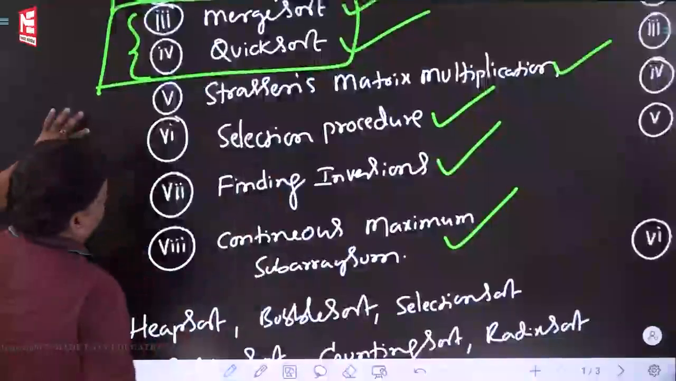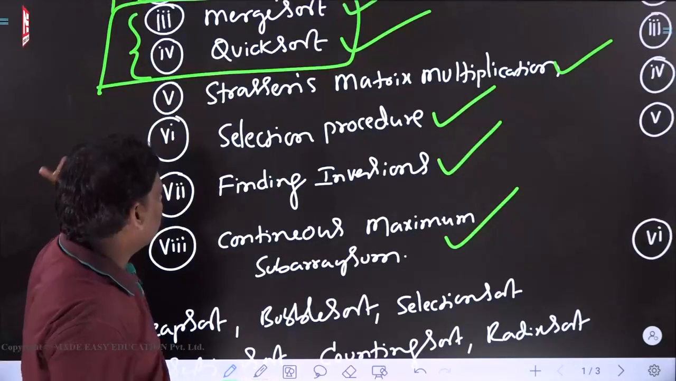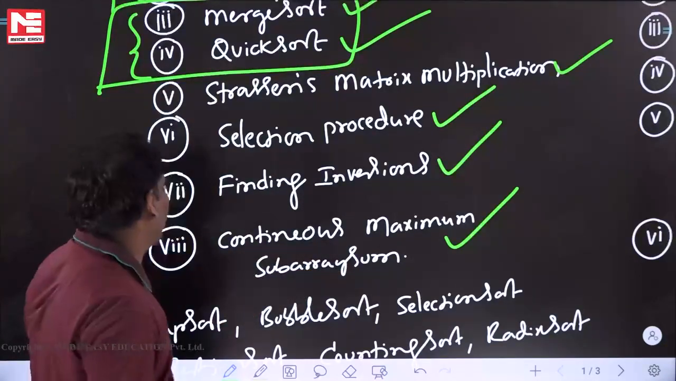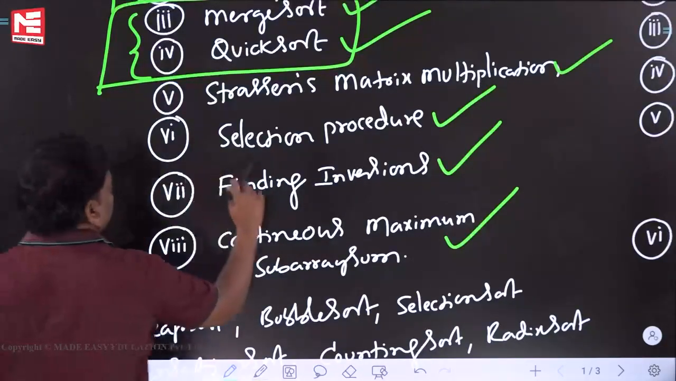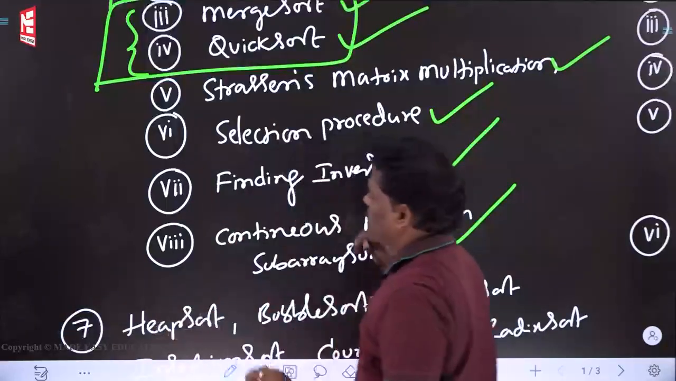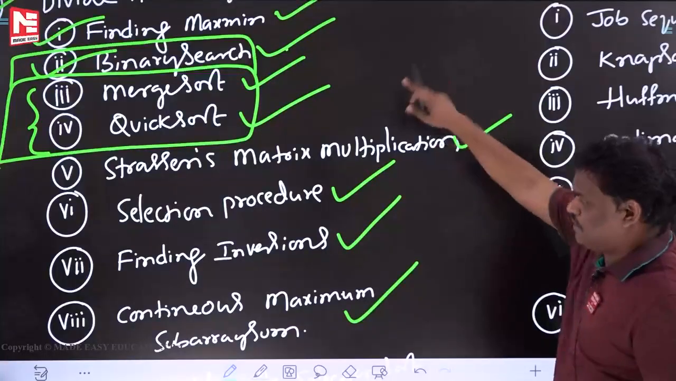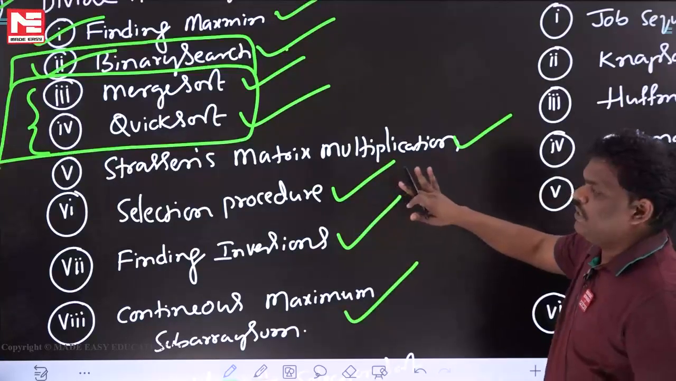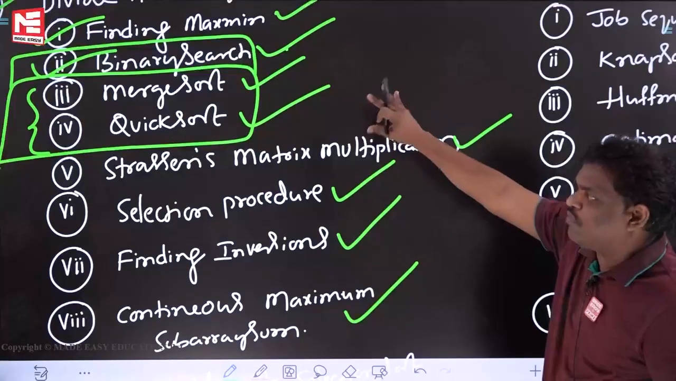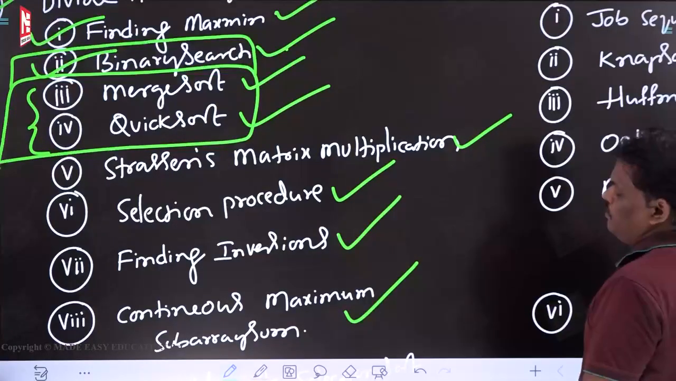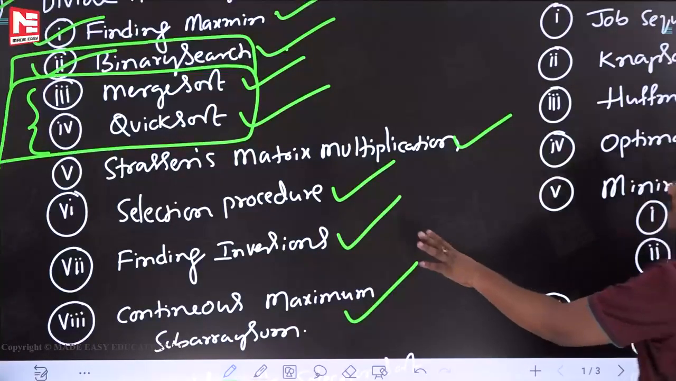These also you study: Strassen's matrix multiplication, selection procedure, finding inversion, continuous maximum subarray. These are the 8 applications that divide and conquer internally contains. Cover all of them. Very, very importantly, the first 4 for the GATE exam; for your life purpose, study the remaining also.